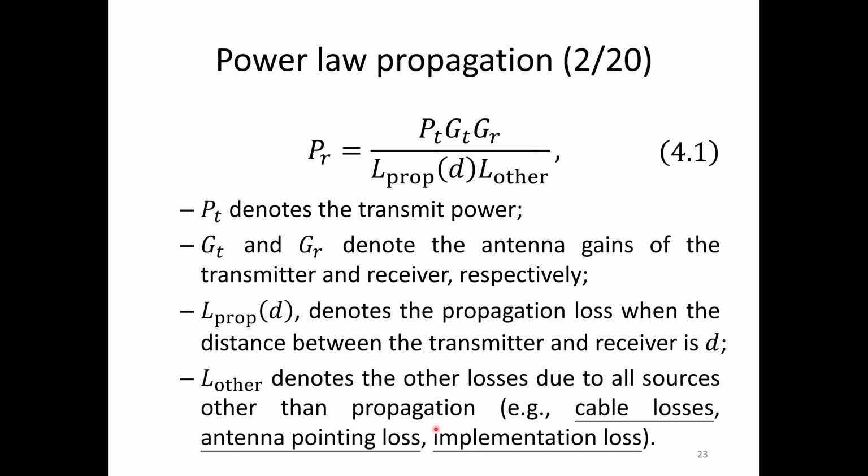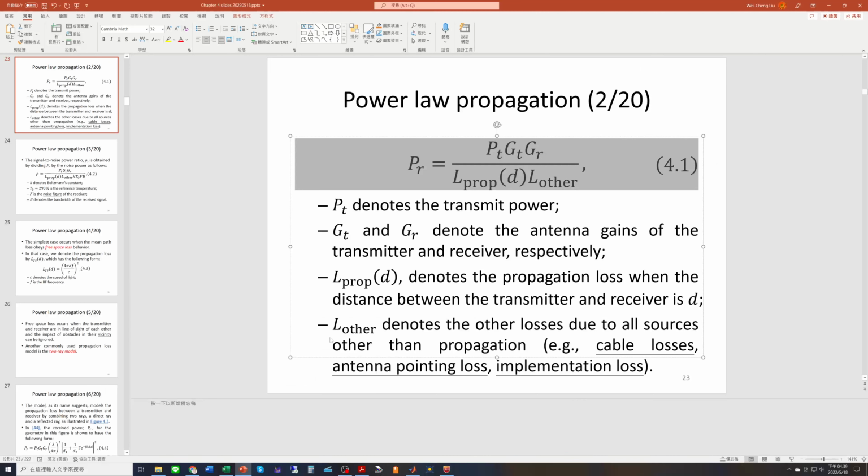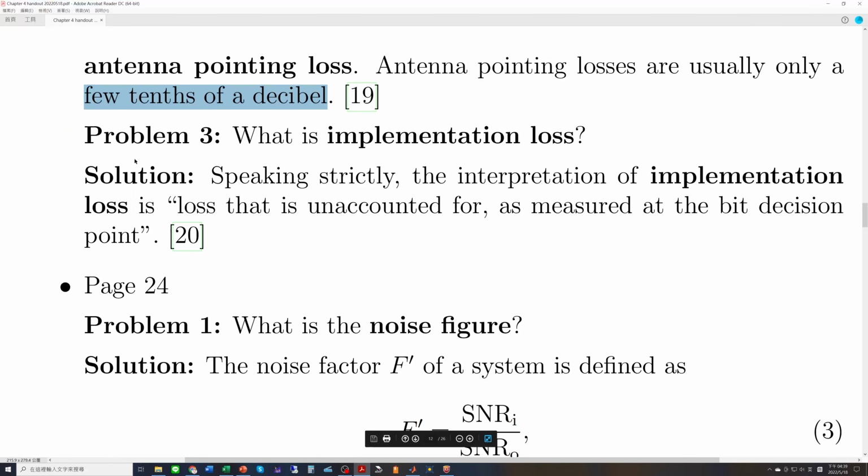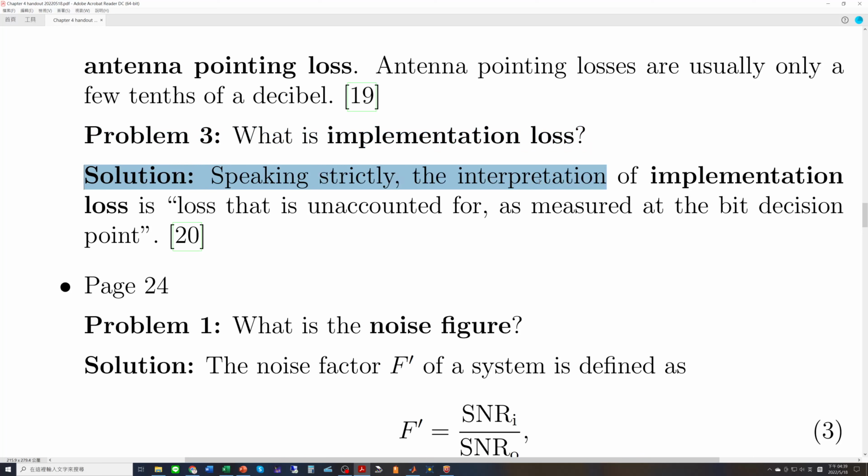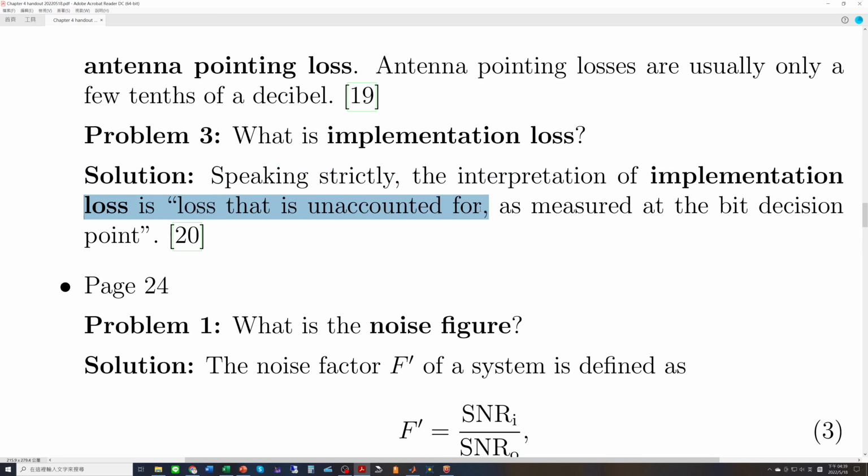It is very difficult to find the definition of the implementation loss on the internet. It took me several hours to find a proper definition. Let us see the handout. Problem 3. What is implementation loss? Solution. Speaking strictly, the interpretation of implementation loss is loss that is unaccounted for as measured at the bit decision point.